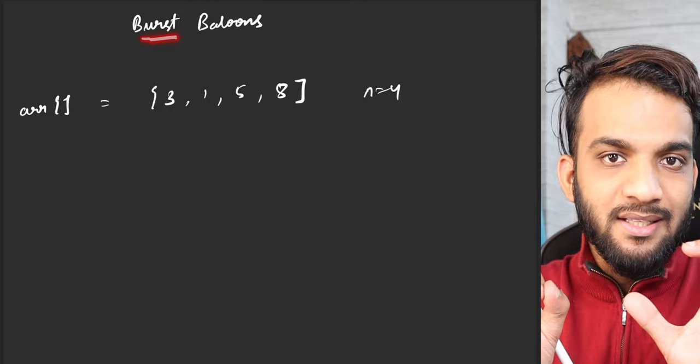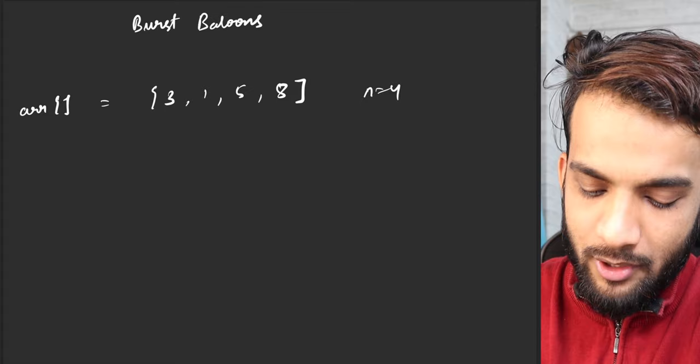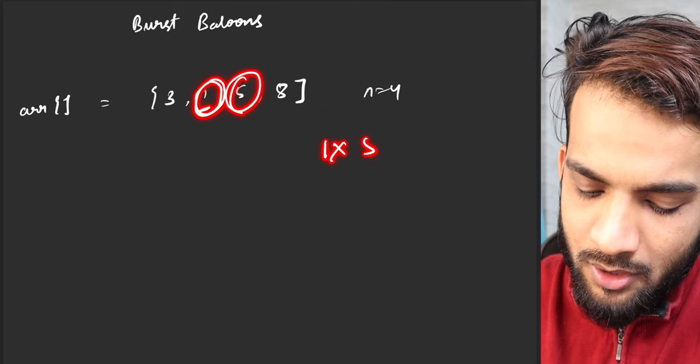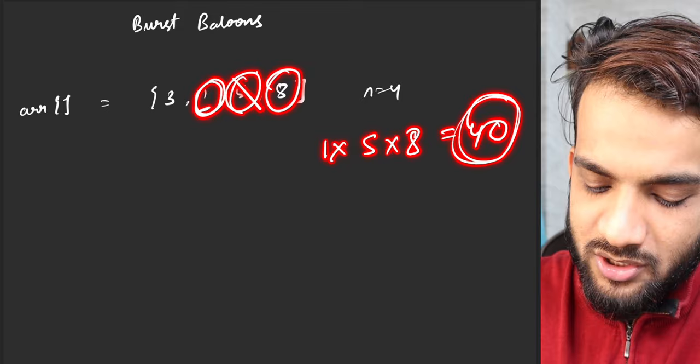Now imagine if I'm bursting 5. Then the number of coins that you will get will be the left side of it, he himself, and the right side of it. So it is 40 coins is what you will get if you burst out 5.